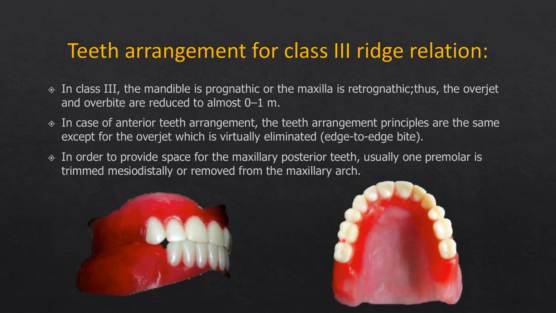Of course, here the maxilla is smaller, so we may have to eliminate again the first premolar in order to set the teeth anterior to the tuberosity, or if there is some amount of space, we can trim the maxillary first premolar distally, that is, reduce its width, and then we can arrange the maxillary second premolar, the first and the second molars. So that brings us to the end of the teeth arrangement.